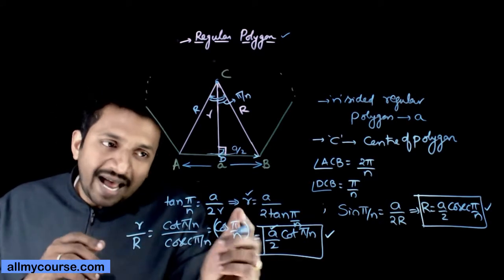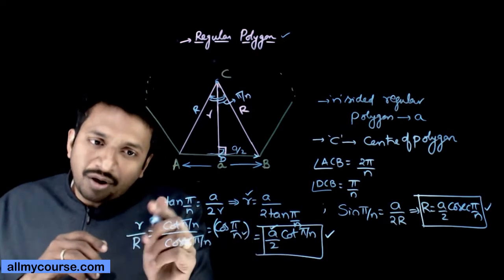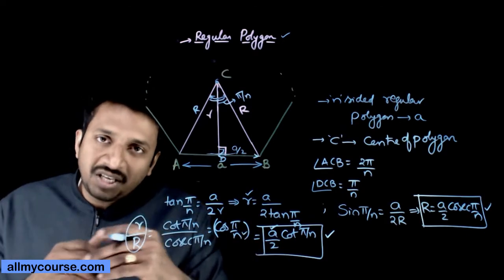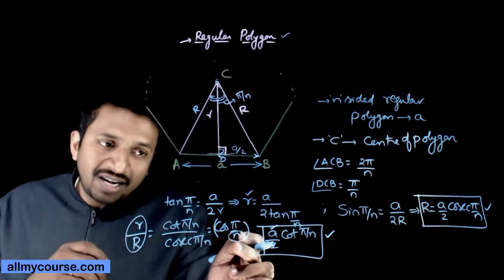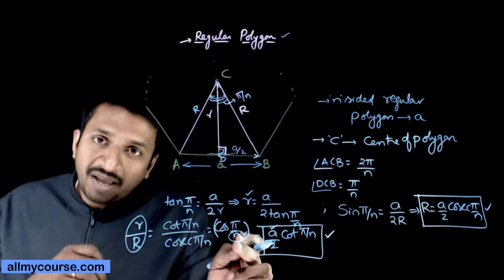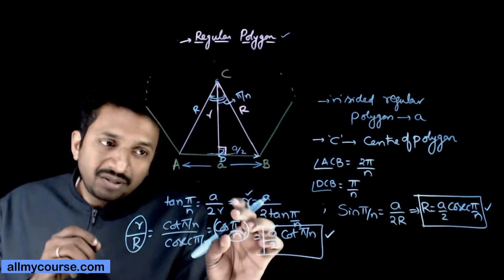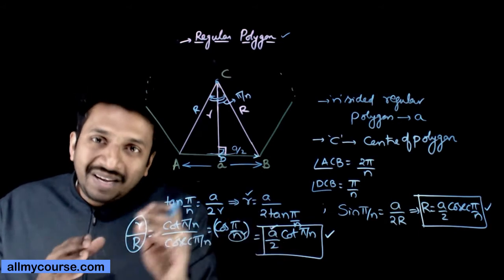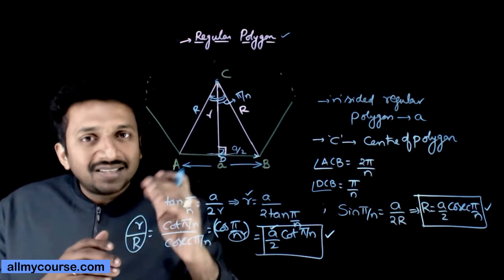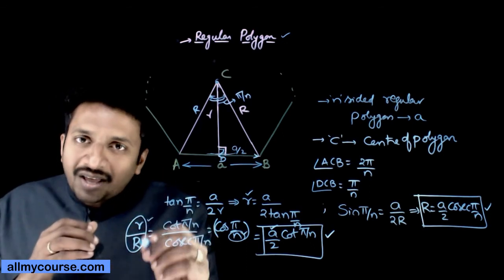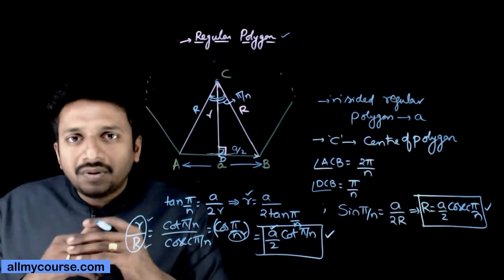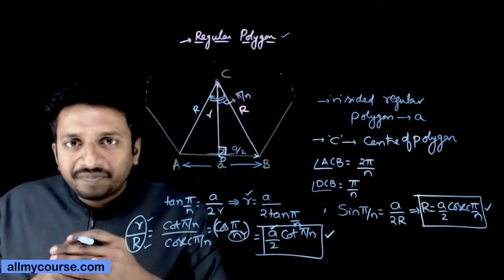Similarly, as n changes, the ratio of r by R changes, and as n goes larger and larger, this becomes cos of pi by a very large number. So this tends to cos 0, it tends to 1. That means as the number of sides increases, the value of small r goes very close to the value of capital R. Thank you.